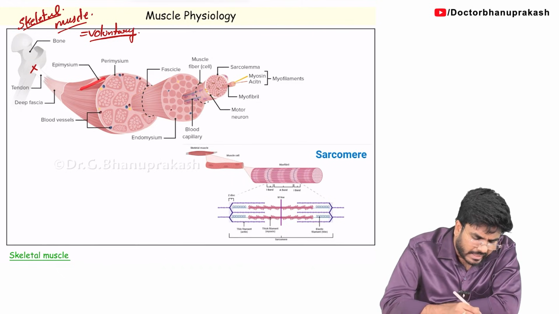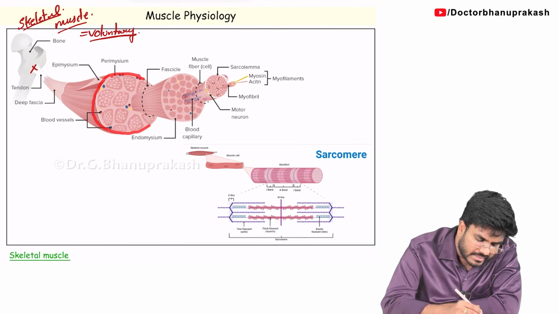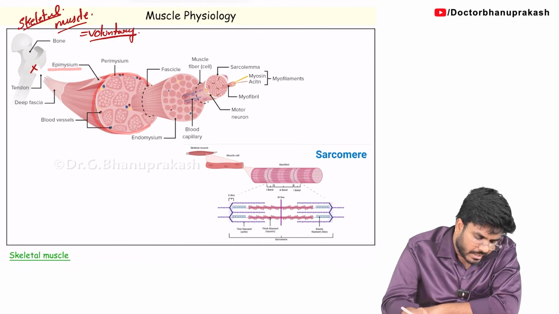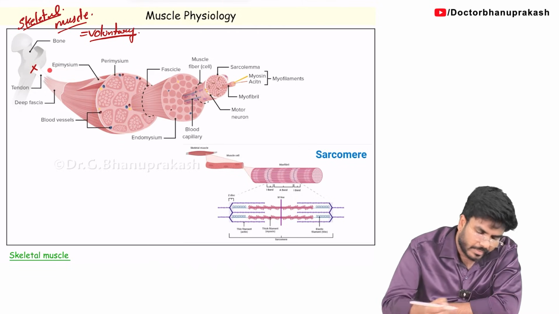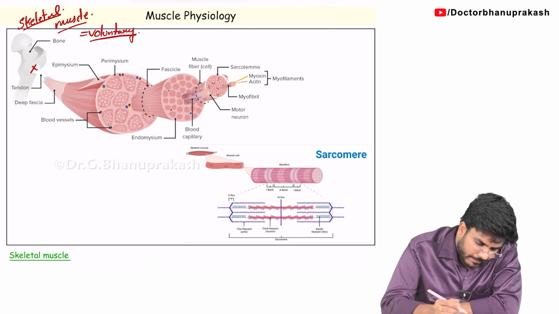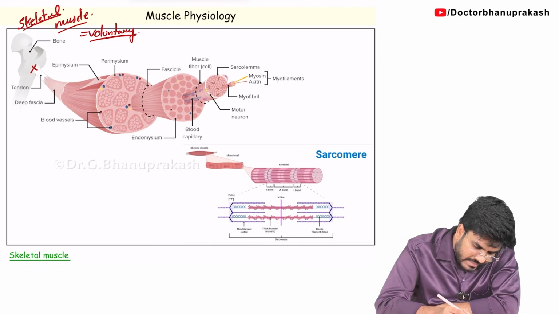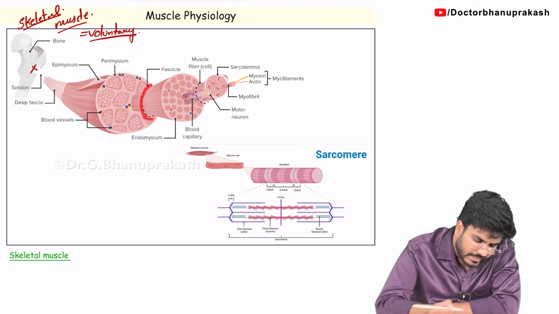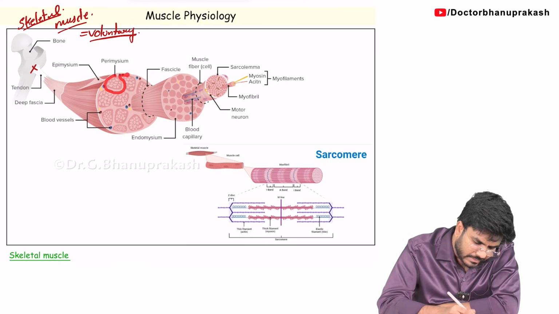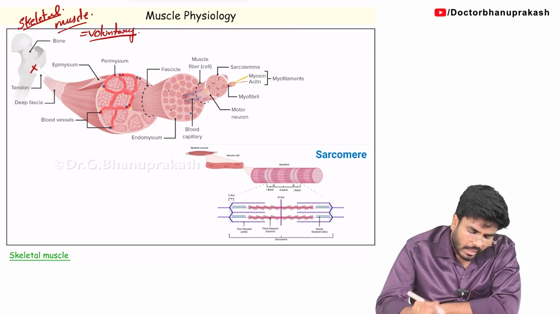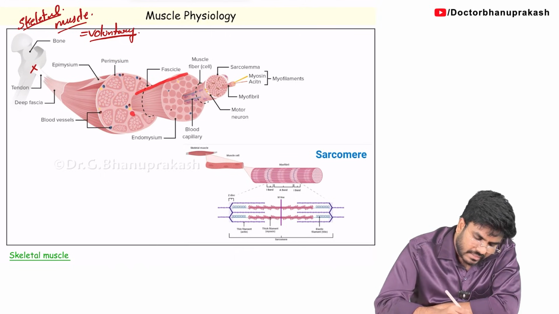Muscle is covered by epimysium. This entire muscle is covered by what? This entire muscle is covered by a fascia called epimysium. And here there is perimysium. Around the fascicle, what is there? Around the fascicle, there is perimysium. This entire area which I am highlighting is called what? Perimysium. Now look at the fascicle.